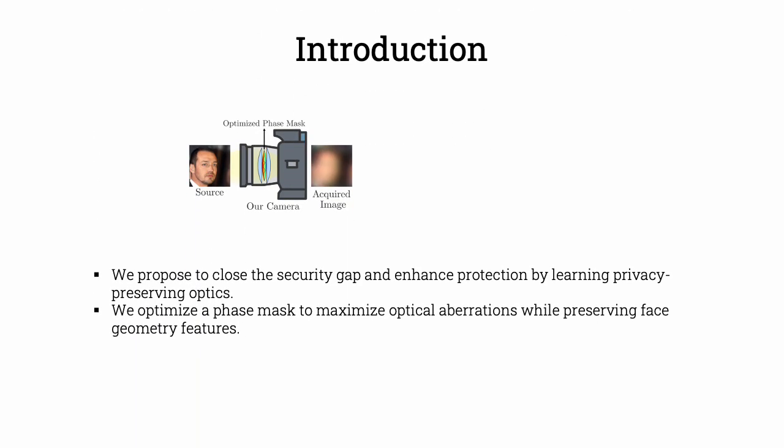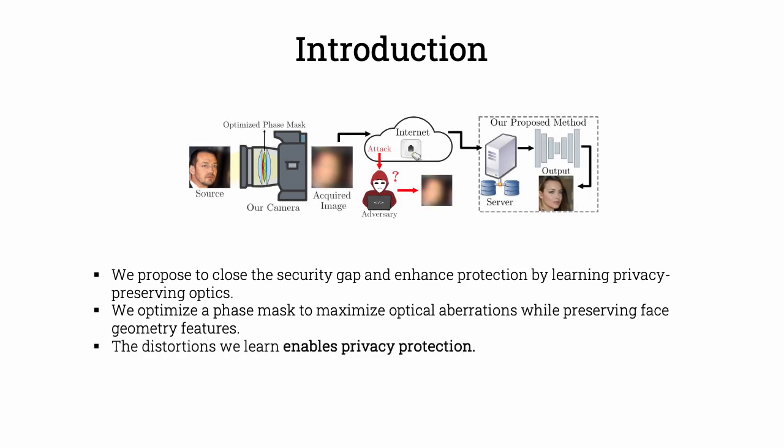In this paper, we developed a hardware-level face identification approach to close the security gap. Unlike conventional cameras, our method maximizes lens aberration to produce highly degraded images, thereby enhancing privacy protection. However, we designed this distortion in such a way that face geometry features are preserved, enabling us to extract a reliable face heatmap.